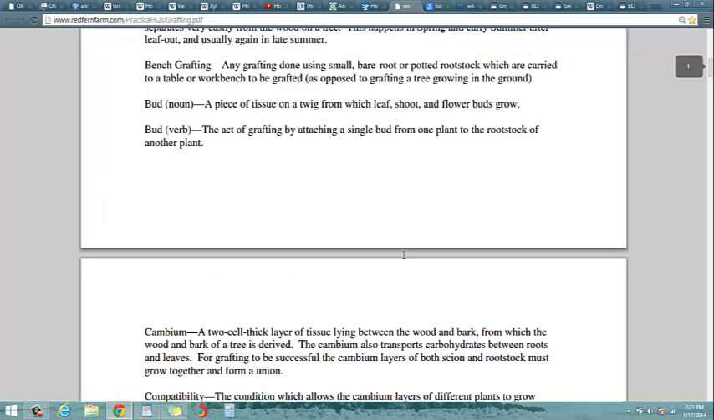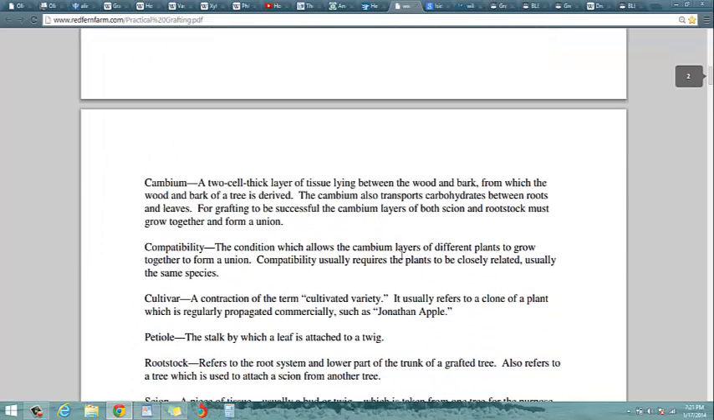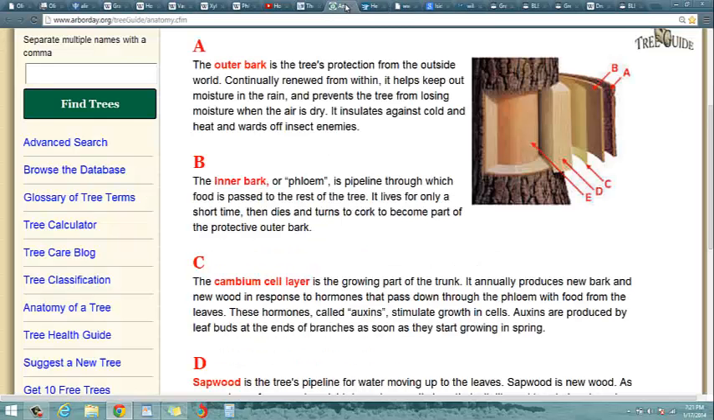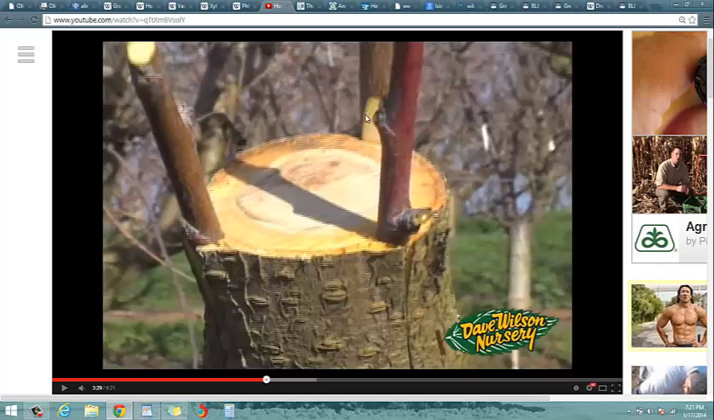Let me zoom in. Hopefully brothers can read everything. Rootstock must grow together and form a union. Hopefully brothers are able to read everything of all the sites that the spread had me put up. So now you brothers understood. I'm gonna say it again.